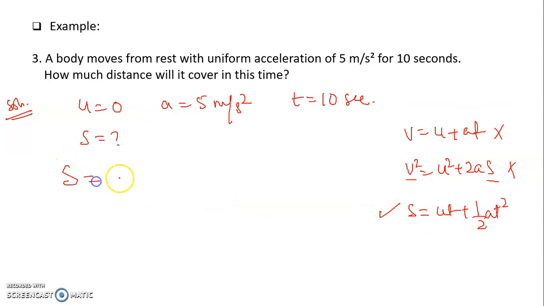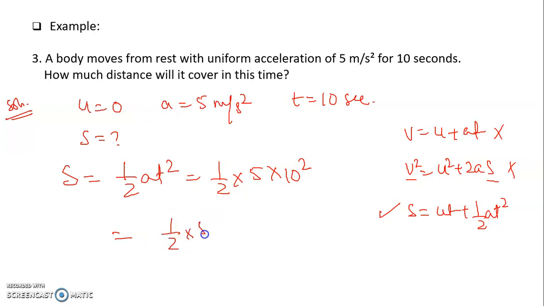So s is equals to ut, that is 0 into t. So gone, half at square. Half a is how much? 5. T is 10 square. So here you go. How are you going to solve it? Just write it this way. We know this one, 5, 5, 25. So 250. Okay. So that will be your answer.